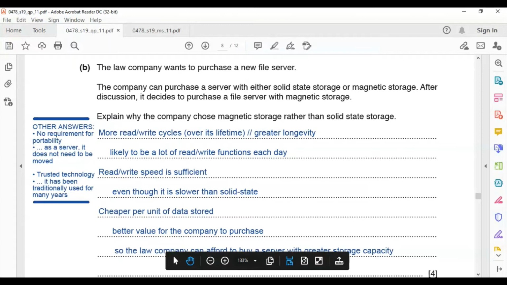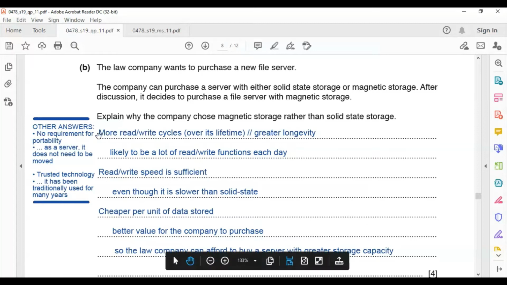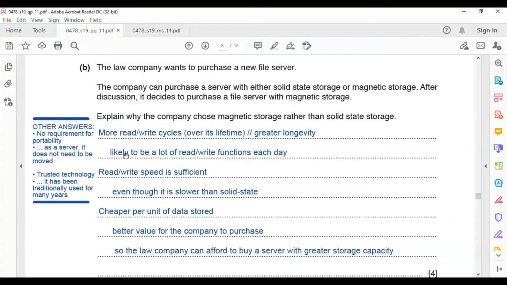Next, the law company wants to purchase a new file server. The company can purchase a server with either solid state storage or magnetic storage. After discussion, it decides to purchase a file server with magnetic storage. So they're asking us to explain why the company chose magnetic storage rather than solid state storage. So we have to give the positive reasons or the advantages of using magnetic storage. So we can write it has more read or write cycles over its lifetime, which means it has greater longevity, which means it is likely to have a lot of read write functions each day.